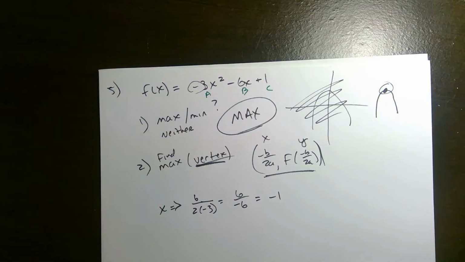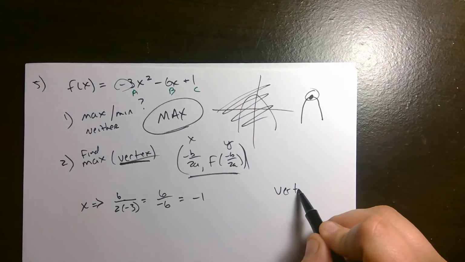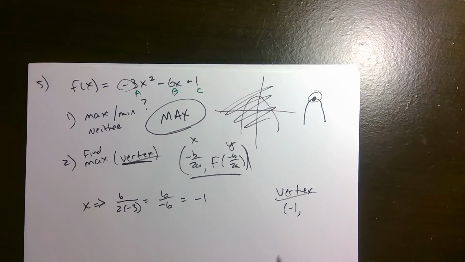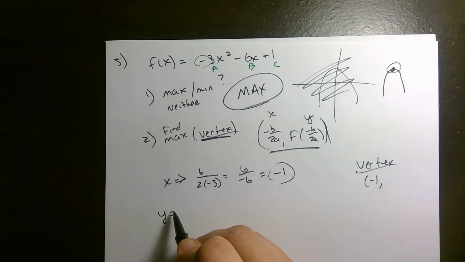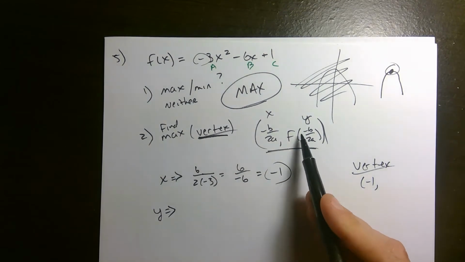A negative 1, excuse me. So over here somewhere, I'm looking for my vertex. I know it's negative 1 comma something, and so this is my x value. Wonderful. Now, in order for me to find my y value, I'm going to take this number and plug it back in.